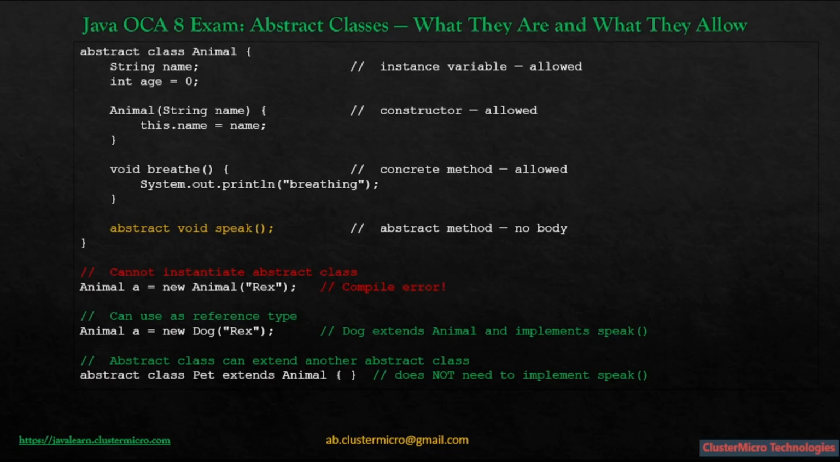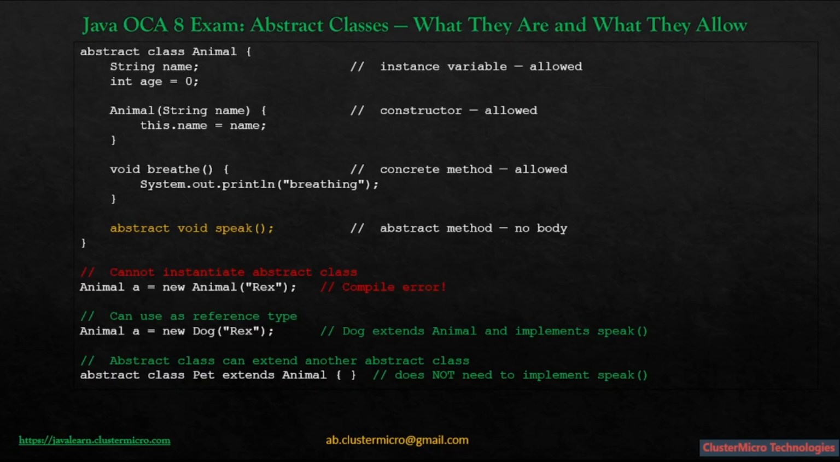So Animal a = new Dog("Rex"). You cannot create an Animal object, but you can absolutely declare a variable of type Animal. The actual object must be a concrete subclass, here Dog, which extends Animal and implements speak. So this is polymorphism: the reference type is Animal, but the actual object is Dog.